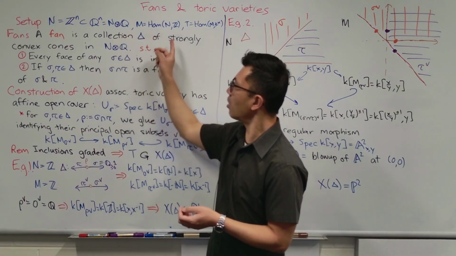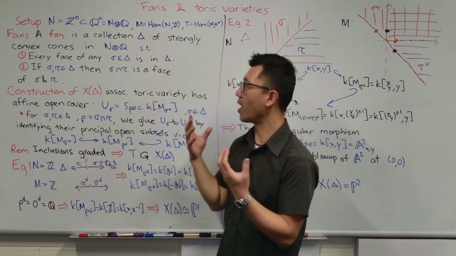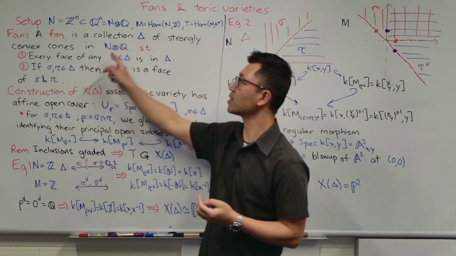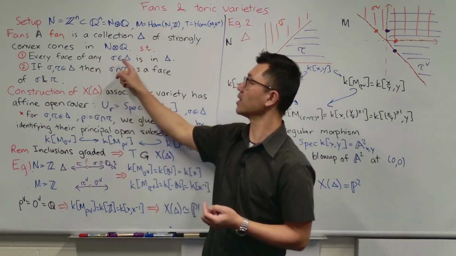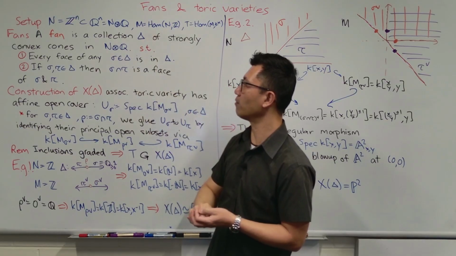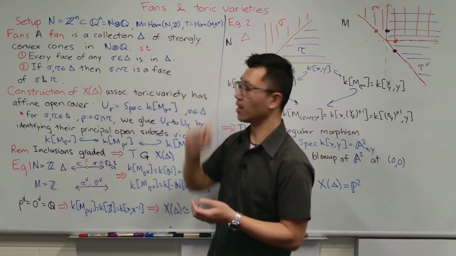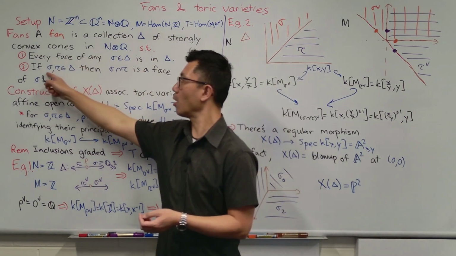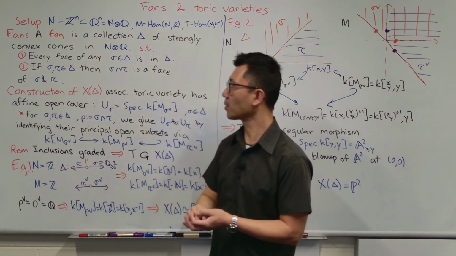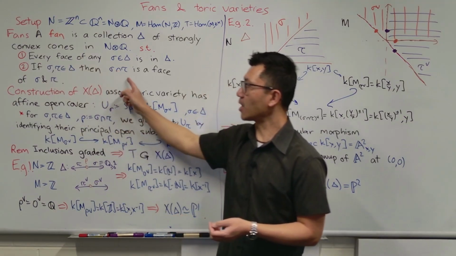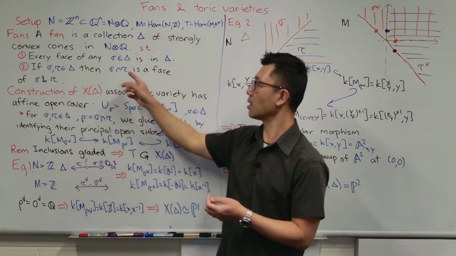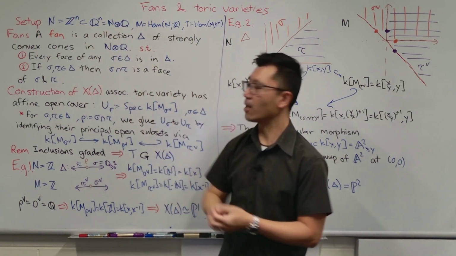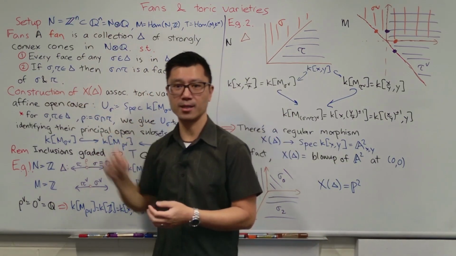Okay, so that's what strongly convex means. And this collection of cones, you don't want it to be arbitrary. They have to satisfy two axioms. So the first one is that we want it to be closed under faces. Every face of any sigma inside this collection delta of strongly convex cones is in delta. The other thing that you want is that if you have two cones inside delta, you take the intersection of them, so that's some subset of this Q^n, and you want it to be a face of both sigma and tau.